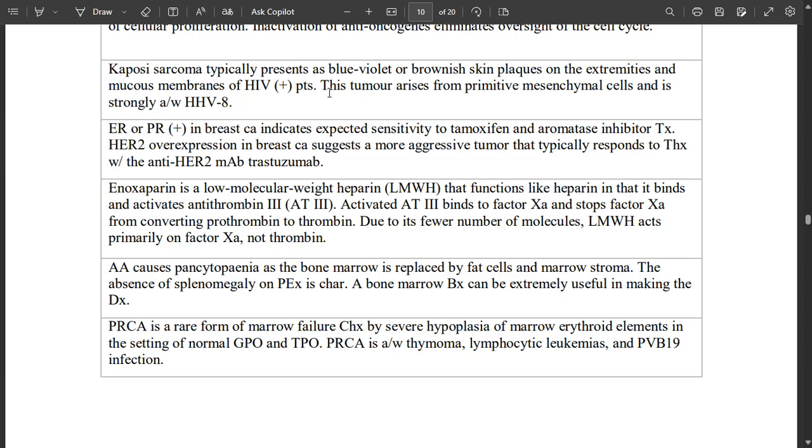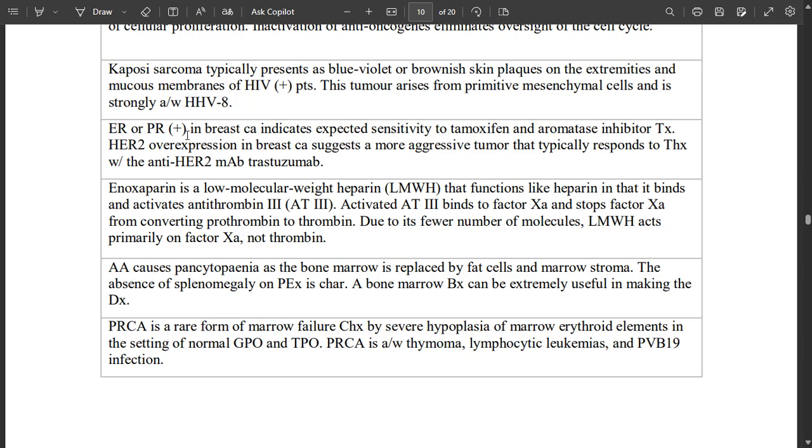This tumor arises from primitive mesenchymal cells and is strongly associated with human herpes virus 8. Okay, so Kaposi sarcoma means muscle, so more muscle arises from mesenchymal cells, so primitive mesenchymal cells relate to Kaposi sarcoma, and it is associated with HHV8.